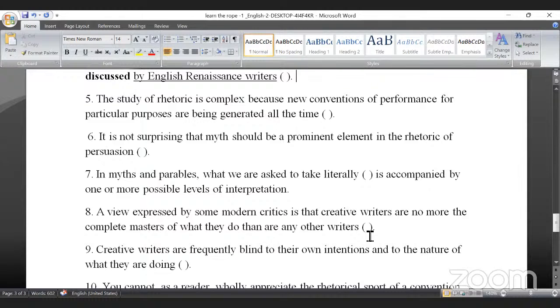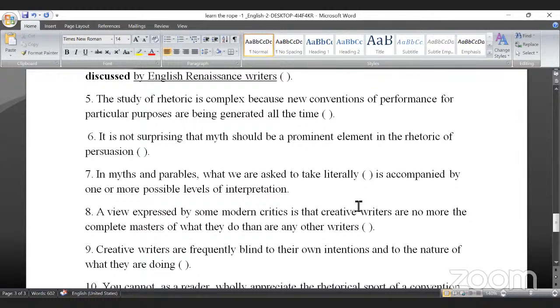So what kind of clause? If anything gives you a reason, then what kind of clause will it have to be? Adverbial. Right? Because is a straight example of reason, and anything that gives you a reason as a subordinate clause has to be an adverbial clause. Okay. So the fifth sentence has an adverbial clause here. Sixth one: It is not surprising that myth should be a prominent element in the rhetoric of persuasion.